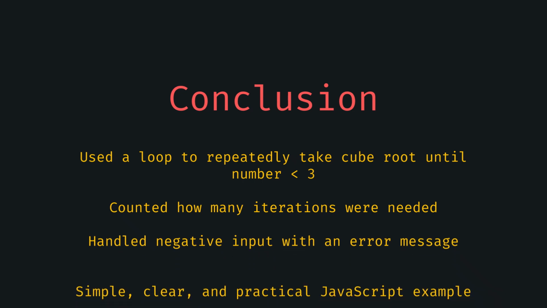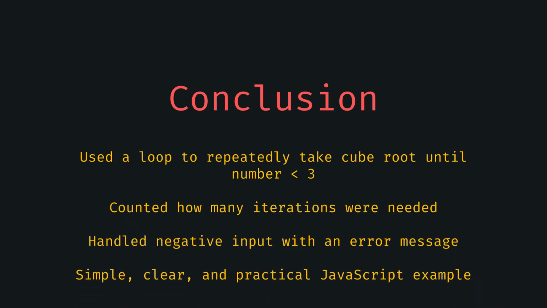To sum up, we wrote a function that repeatedly takes the cube root of a number until it's less than 3, counting the steps taken. We've also made sure to handle invalid negative inputs gracefully. This example is a great way to combine loops, math, and conditionals in JavaScript.